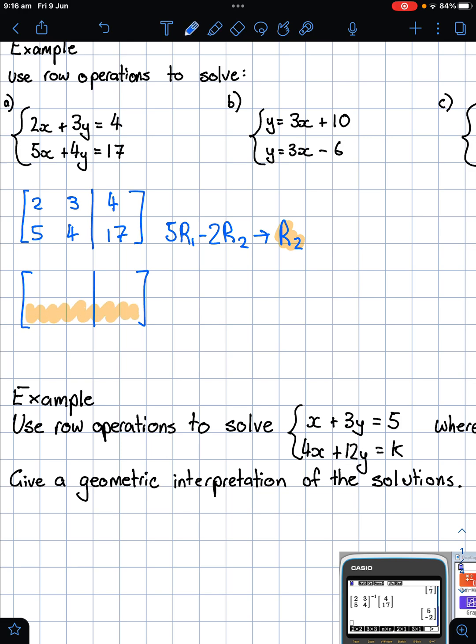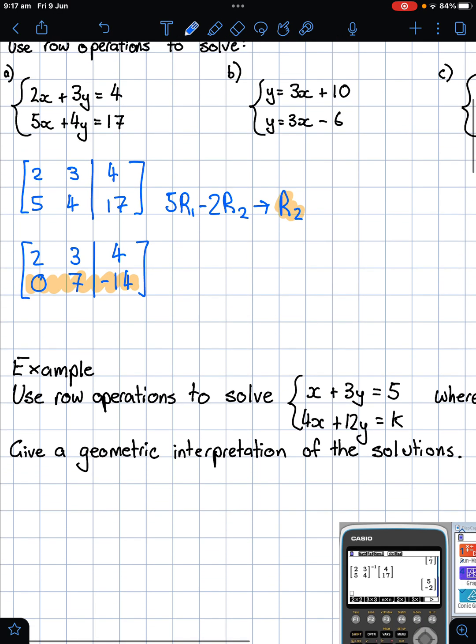So nothing's happening to the top row. We're looking at 2, 3, and 4. And then this next one here will be 5 row 1 is 10 minus 2 times 10 is 0. Okay, and then in the next one we've got 5 times 3 is 15 minus 8 is going to give us 7. And then we've got 4 times 5 is 20 minus 2 times 17 is -14. Yeah, that's -34 plus 20, so -14.